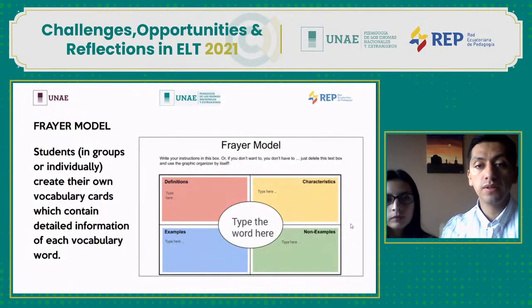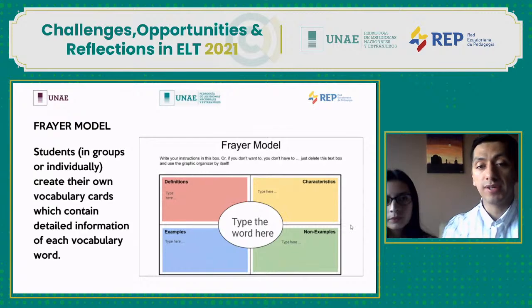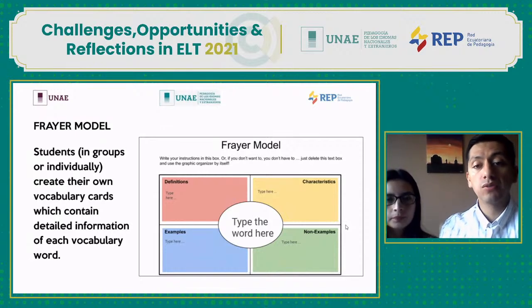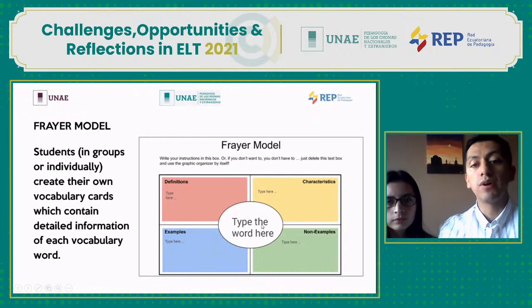The next one is called the Frayer Model. So basically what this is, is vocabulary cards, all right? So you can use this activity either in class, or you can make students work in groups, or even individually as a project or as homework, okay? So basically here you provide your students with this template, and here they can type words, like target words that they found in readings, or you want them to learn for later activities.